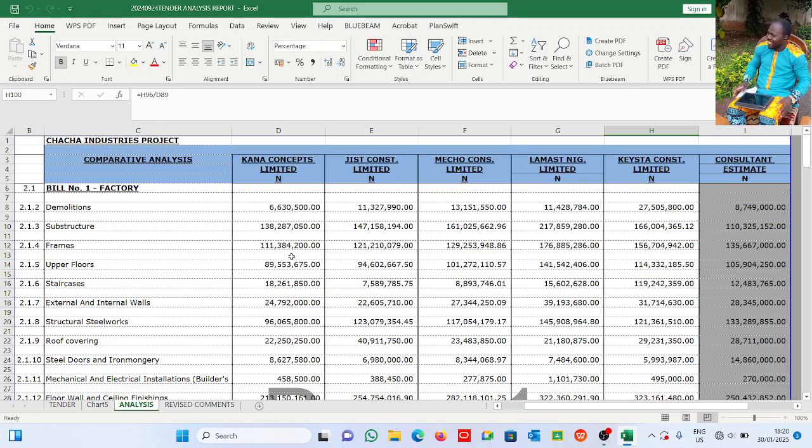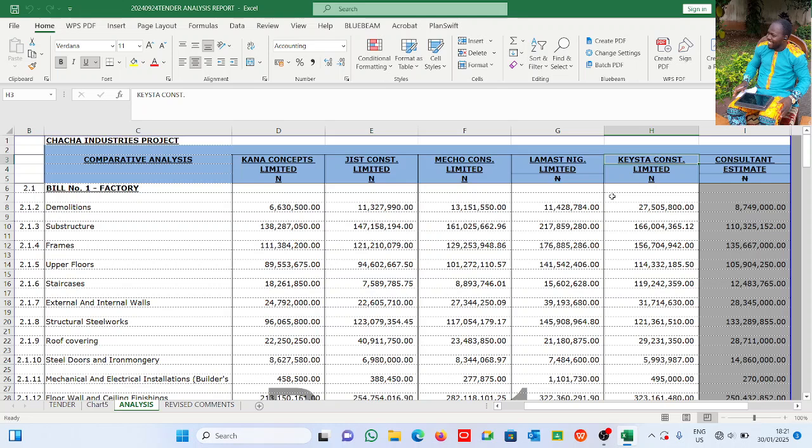If you look at this sheet I have here, we have different contractors. We have Kana Concept, we have Gist, we have Meco, we have Lamast, and we have Kista. The primary objective of a tender analysis is basically tender evaluation, that is to assess the tender submitted by the contractor or the supplier against what was requested of them in the invitation to tender.